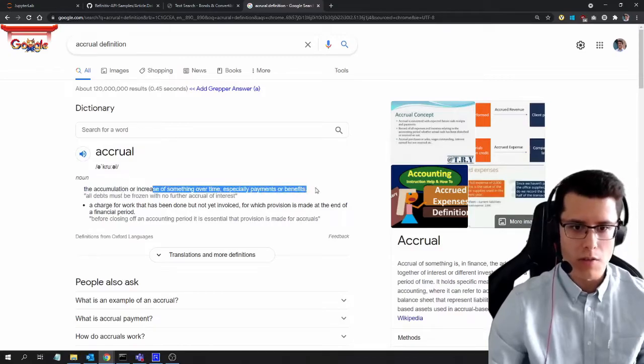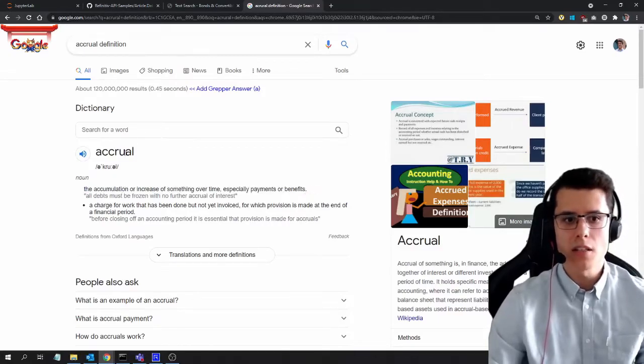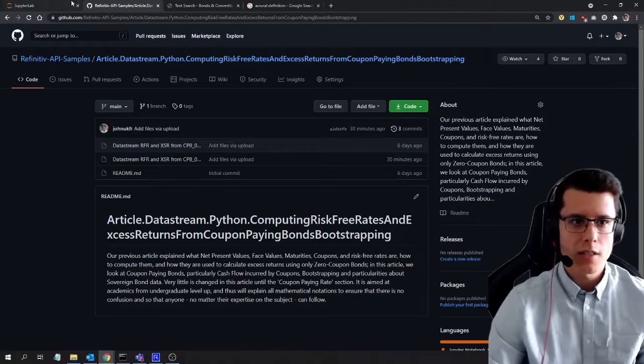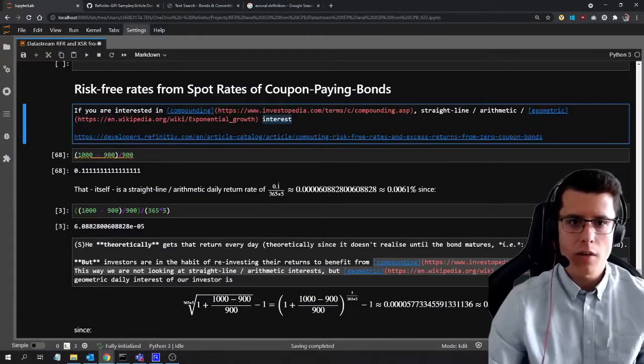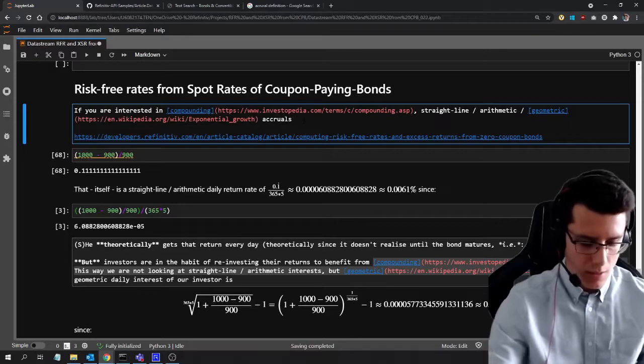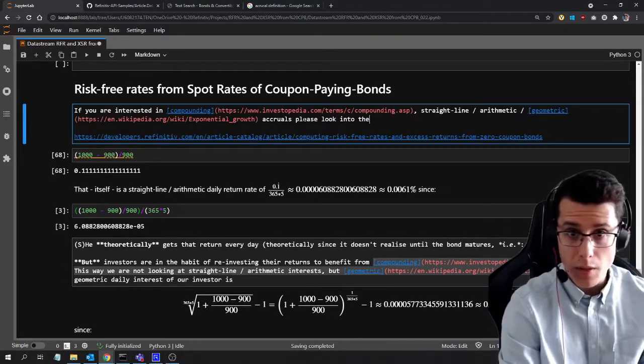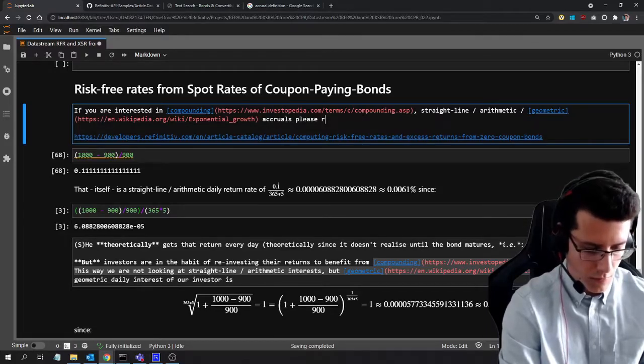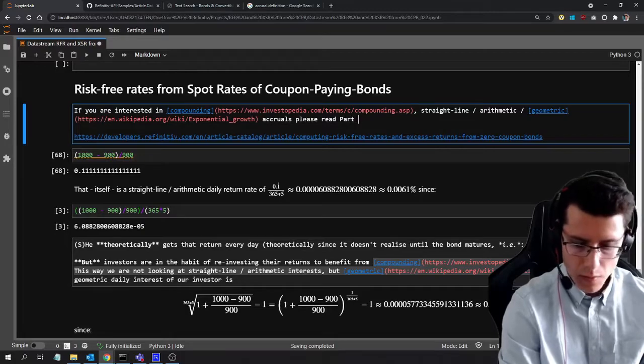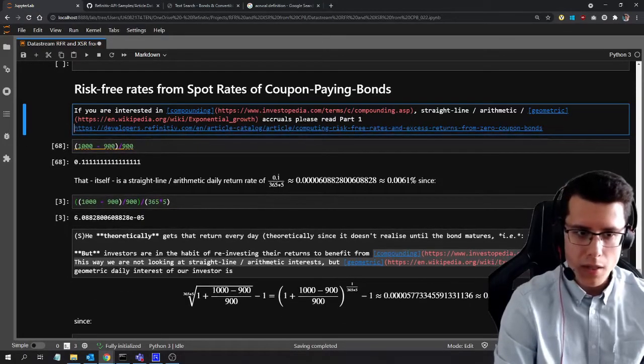Accumulation or increase of something over time, specifically payments or benefits. And this is mostly used with compounding stuff. So let's specifically say that we're looking at accruals. If you're interested in all of this, please look into part 1. Please read part 1. You know what? I can do better than that.